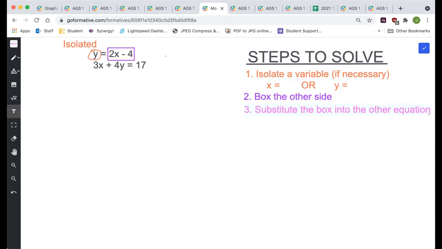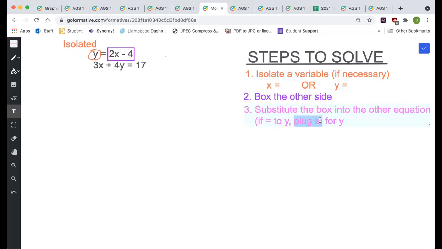Hence the name substitution. We're substituting, and it has the name substitution. So nice when math rules have names that make sense. One thing that students often struggle with is they don't know where to substitute it. If it's equal to y, like it is in this case, y equals 2x minus 4, then plug in for y, or substitute for y.